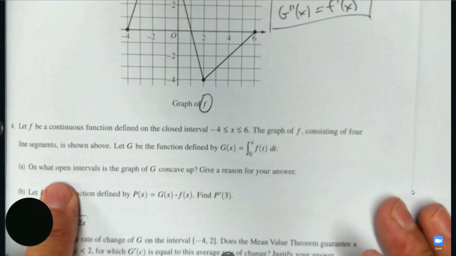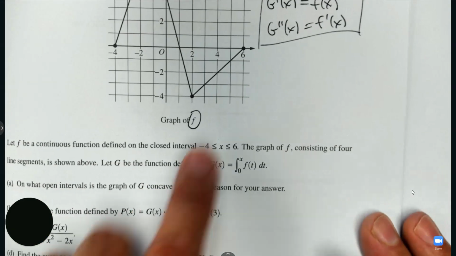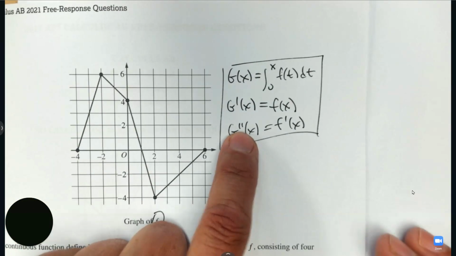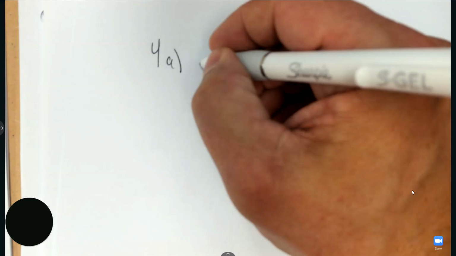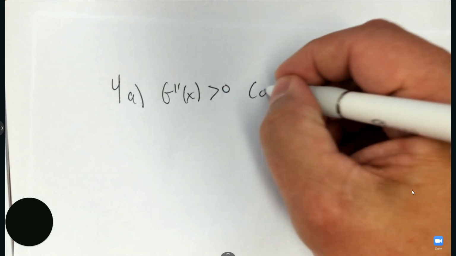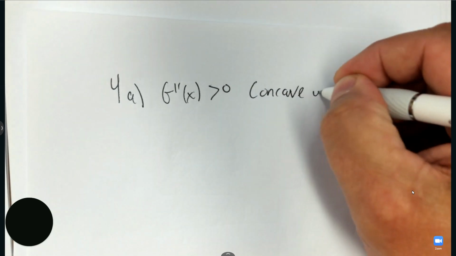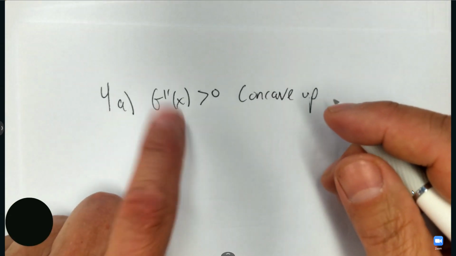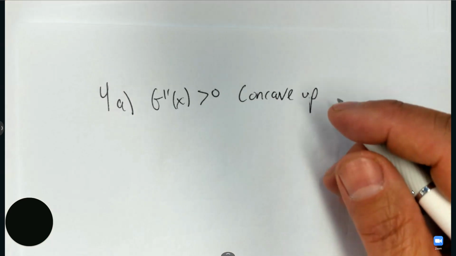Okay, on what open intervals is g concave up? So g, that would be the second derivative. So we're going to write down what we're looking for. So I understand that's when the second derivative is concave up. I'm writing it down so I show the people who are grading it I understand. Second derivative, when it's positive, that means concave up.